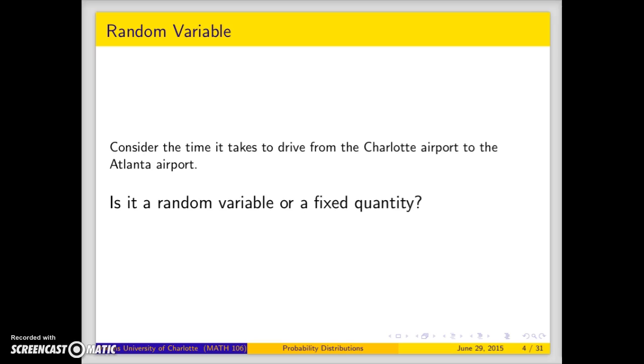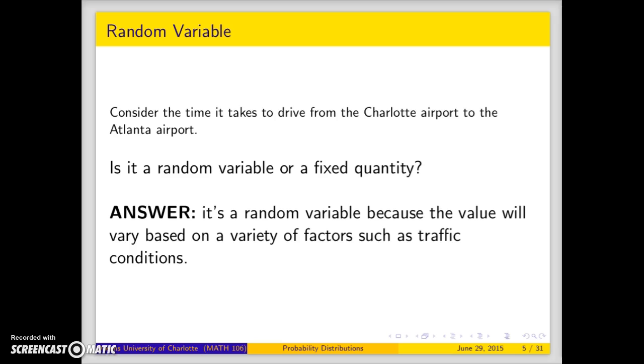Okay, so if we look at some examples, consider the time it takes to drive from Charlotte Airport to Atlanta Airport. Think about this a second. Is it a random variable or a fixed quantity? It's a random variable because the value will vary based on a variety of factors such as traffic conditions, who's driving, what time of day it is, etc. So this is a random variable.